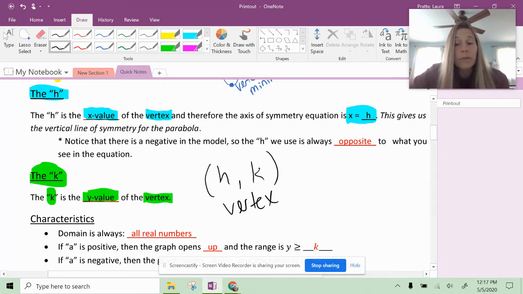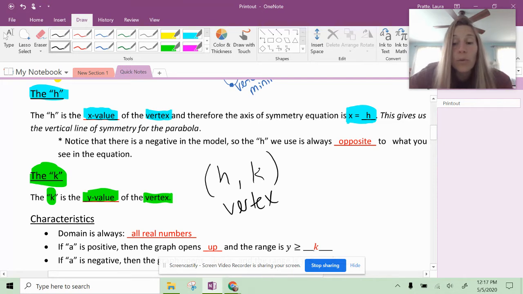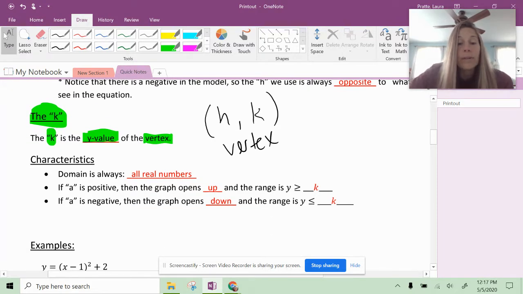So some other characteristics, the domain, which is your x values, is always all real numbers no matter what. You can input any number you want into that equation if you were making a table or a chart. If the a value is positive, the graph opens up. So the range in that case would be that y is greater than or equal to whatever that k value is. If the a value is negative, then the graph would open down, and the range would be y is less than or equal to whatever that k value is.